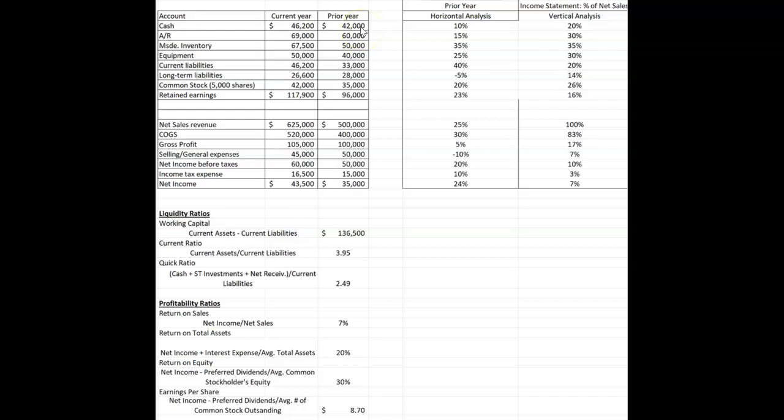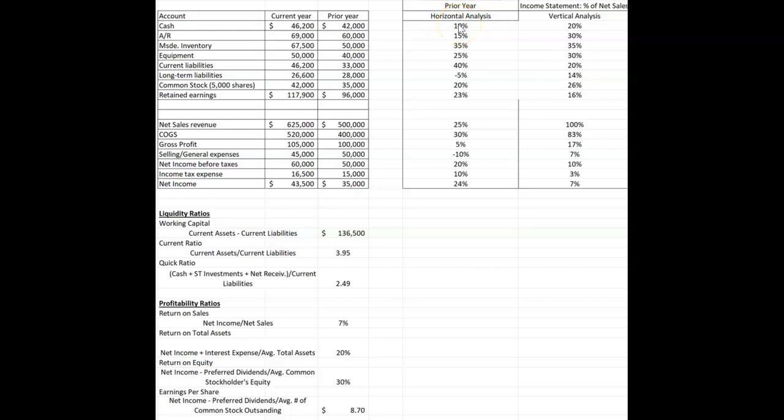So what we're going to do is take the difference between these two. So 46,200 minus 42,000, that gives us 4,200, and then divide that by your base year. That's the key, okay, that this year right here is your base year. So it's the difference between these two divided by the base, and that's what gives us the horizontal analysis number.